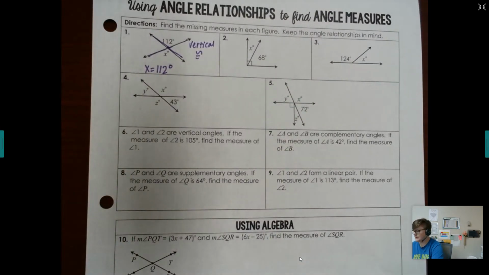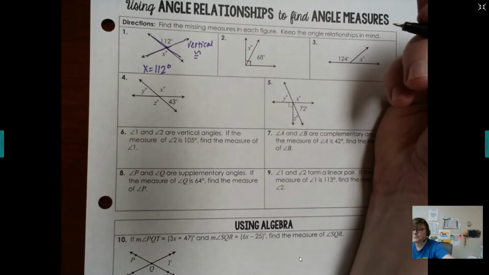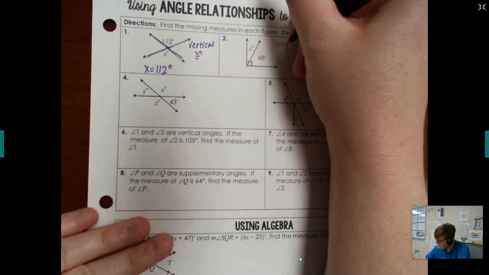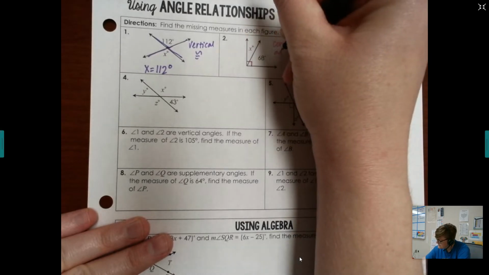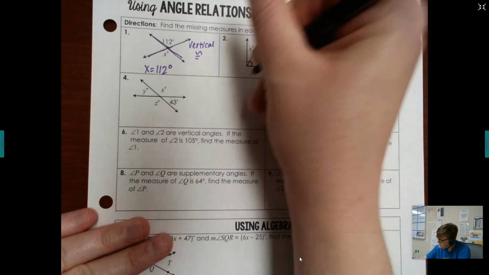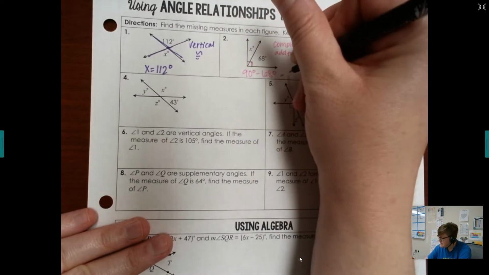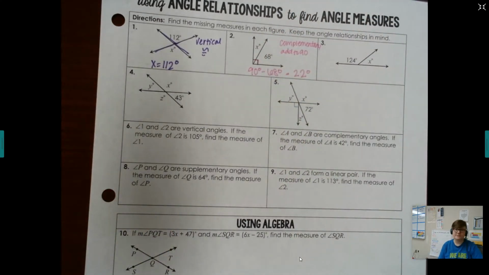Okay. The next one here, we've got this indicating that it's a right angle, which means that these are complementary. So they add to 90. So we want to take 90 degrees minus 68 degrees to get our 22 degrees. Just double checking. Yes. Okay.